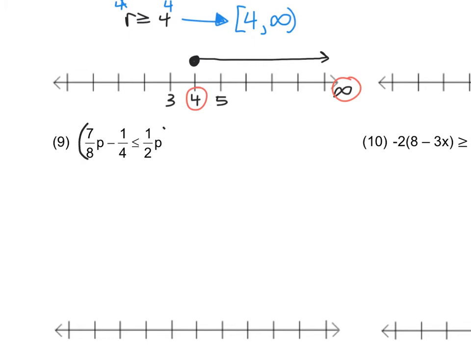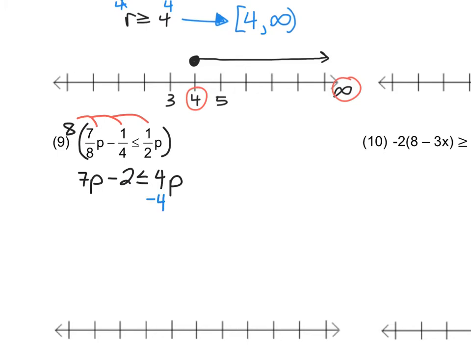Multiply by, you said? 8, yeah. Each part. 8 is the LCD, so let's multiply through by 8. It'll cancel, then leave you with 7p minus 2 less than or equal to 4p. All right, so each part, if you need to show the work, show the work. But this, multiply by this, then this, multiply by that, and this, multiply by that. I multiply by a positive number, so I don't need to change the signs.